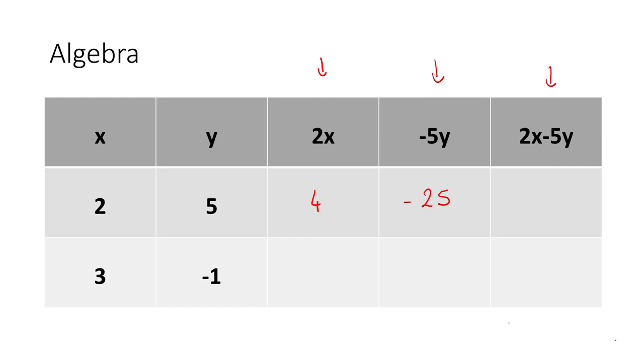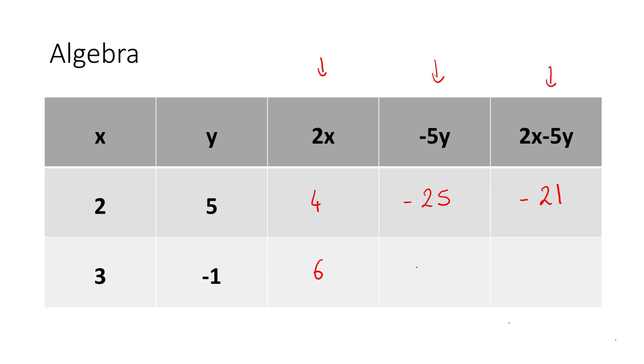And when we want the sum of both of them, 2x minus 5y, we just do the sum, that is minus 21. Second row, 2x is equal to 6, minus 5y is minus 1 times minus 5, it's 5, and 6 plus 5, it's 11. So it's really easy for the students to follow one step at a time, and my advice is to give them in advance the slide with the empty spots so they can fill it at the same time.